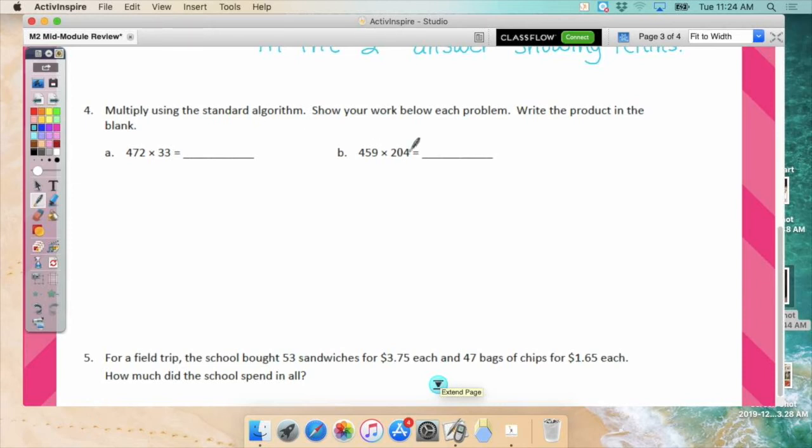We're just going to do B right now because I want to save time in class to make sure we get the rest of the problems done. So everybody write, and don't get it too close because you're going to have to regroup. So write 459 times 204. I changed it from your paper. And see how I left myself room to regroup right here?